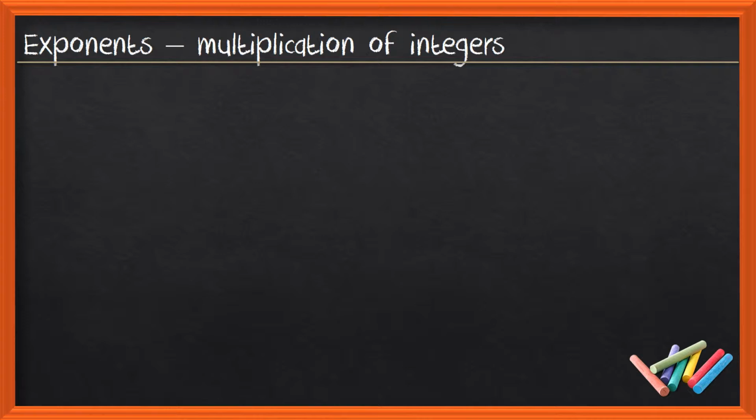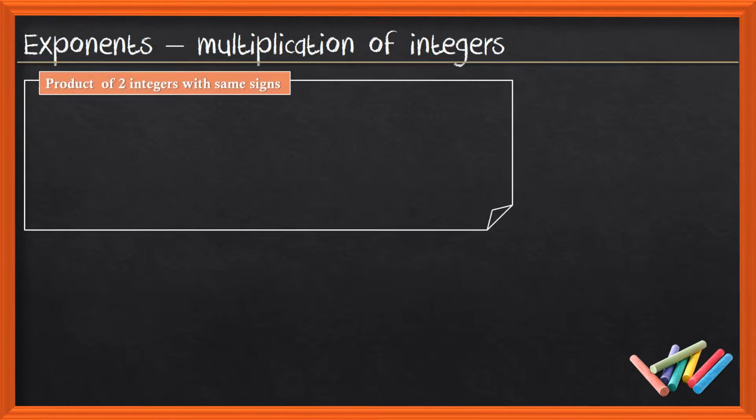Let's first do a quick recap of the multiplication of integers before moving on to exponents. Here's a tip for remembering the signs when two integers are multiplied. When the two integers that are being multiplied are either both positive or both negative, then the resultant product would always be a positive integer.